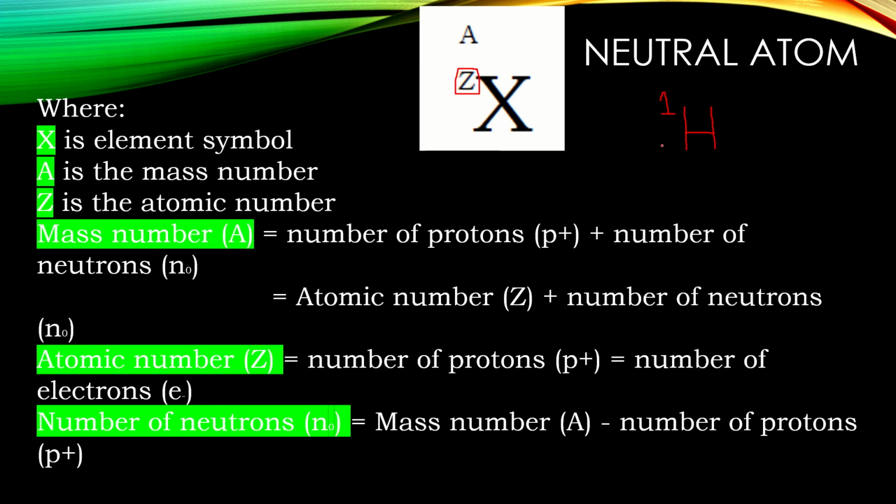Next will be letter A. When we say letter A, it stands for the atomic weight or the atomic mass of an element. Usually, we can see the atomic mass or atomic weight of an element below the symbol of the element. If you are using the mobile application, you can click the hydrogen and it will be directed to the general properties of the element.